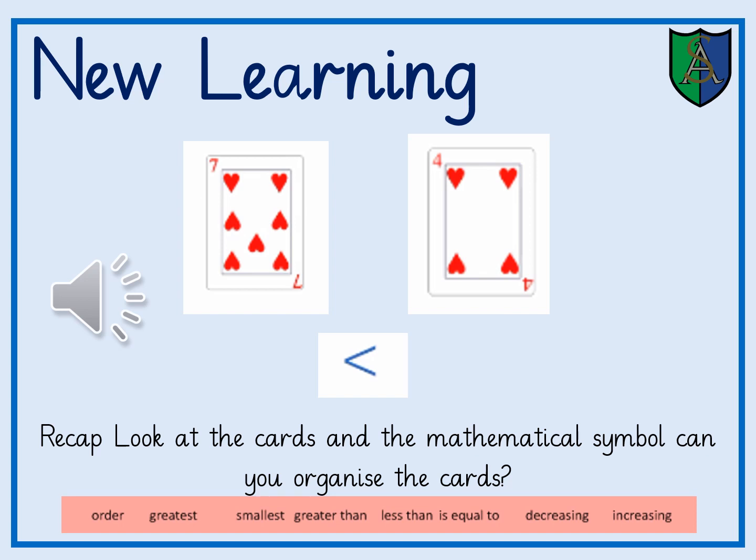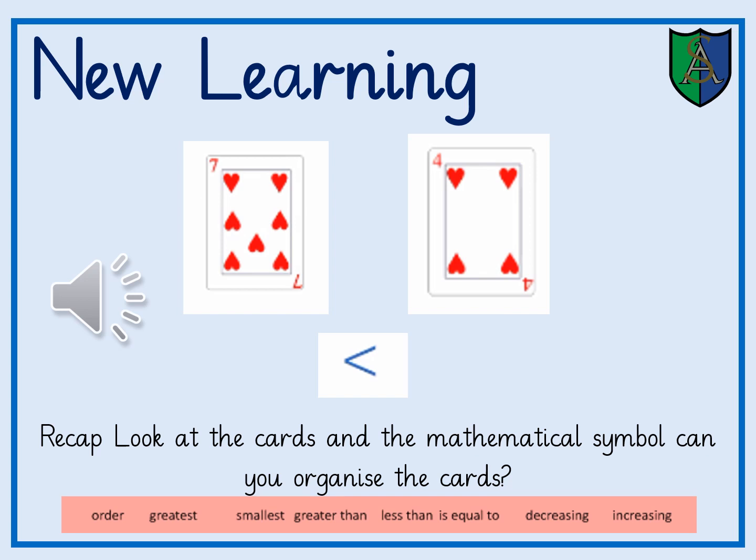Okay, before we start our new learning of ordering numbers, what I'd like to do is just recap what we learned last week. So, have a look at the number cards. Okay, we've got 7 and we've got 4. Then take a look at the mathematical symbol. Does this show greater than or less than? Stop the video and talk to your grown-up now about what this shows.